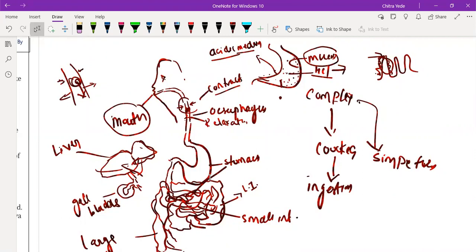Okay. So what is the process starting? See, the digestion process starts from the mouth itself. Then from mouth to esophagus, it is the passage of food. And food is passed through the esophagus to the stomach with the help of peristaltic movement, which is nothing but the contraction and relaxation of muscles.